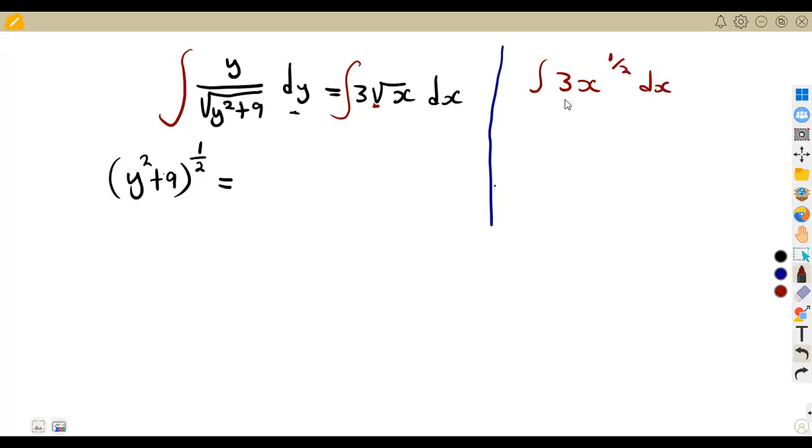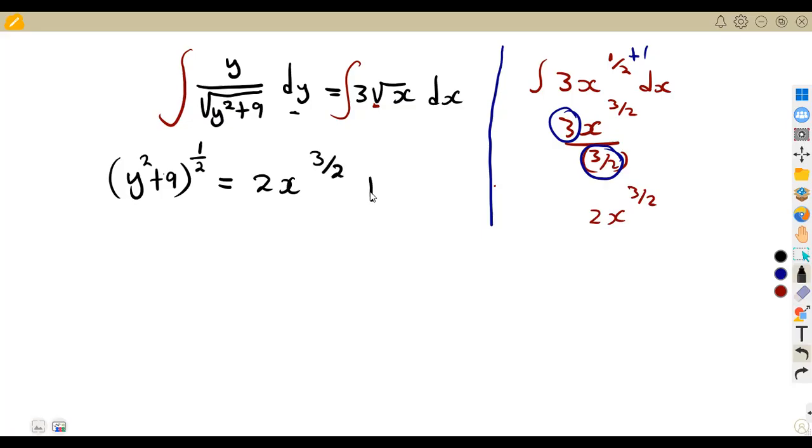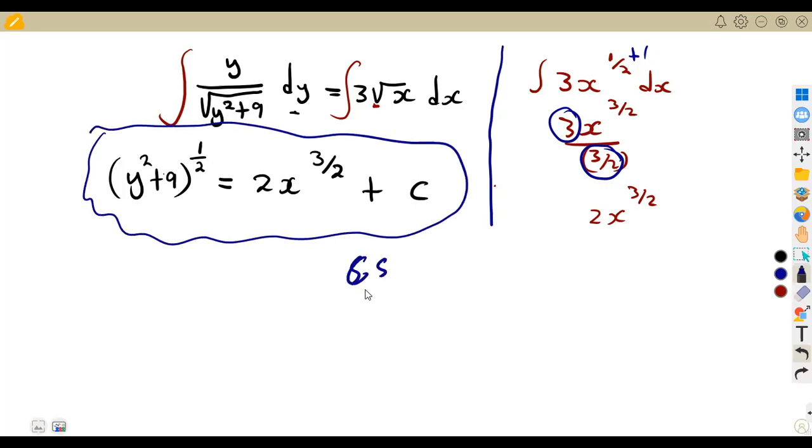All right. So meaning to say here, we are going to simply add a 1 to our exponent, which is going to give us 3 over 2. Okay, so we're going to have 3x to the exponent of 3 over 2. Remember, you divide by the new exponent, which is 3 over 2 in this case. So if we divide 3 by 3 over 2, we are going to obtain a positive 2. So that's 2x to the exponent of 3 over 2. So after integrating, you're going to obtain 2x to the exponent of 3 over 2 plus the constant of integration, which is c. So from this part, we have our general solution.